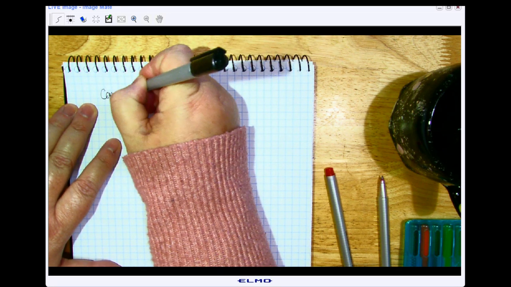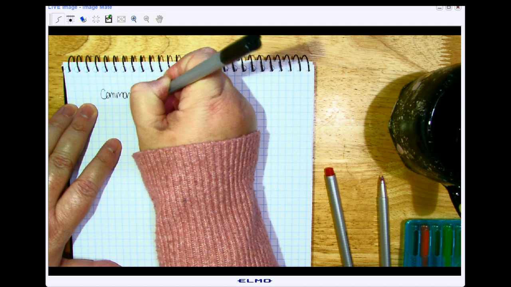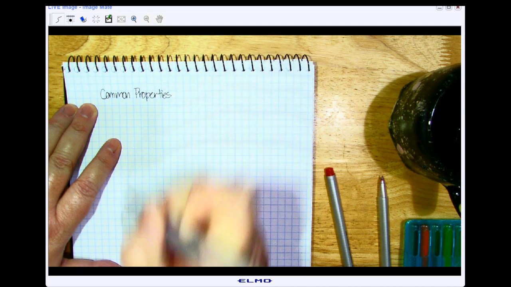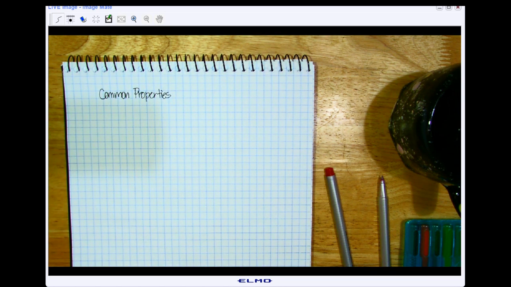Let's look at some common properties of logs. We don't have an answer yet. We've got to look at how we do a few things here, and the graph. And then we'll talk about how to do some of it.